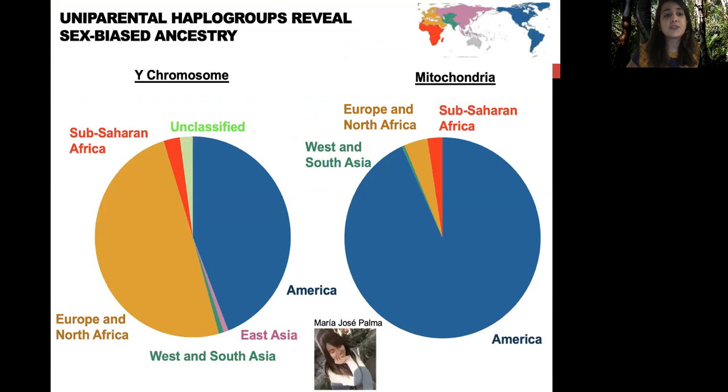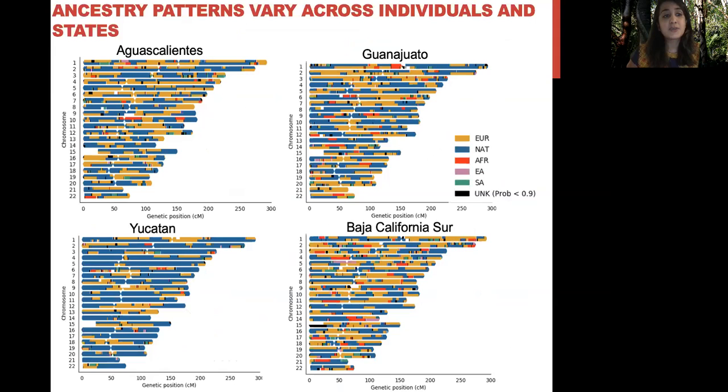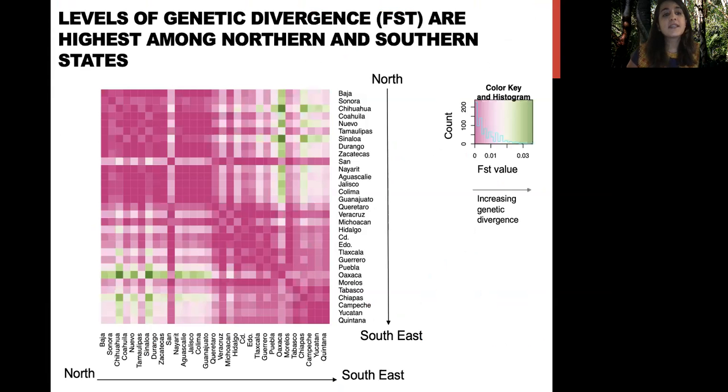Some of these ancestries reflect a sex bias, especially the predominant Amerindigenous and European ancestries. To learn more about that and networks of Y chromosome and mitochondrial lineages in Mexico, please see Maria Jose Palma's poster. Now, these ancestries are differentially distributed in different individuals and in different states. And we observe the largest genetic differentiation as measured using FST along a north to southeast cline.